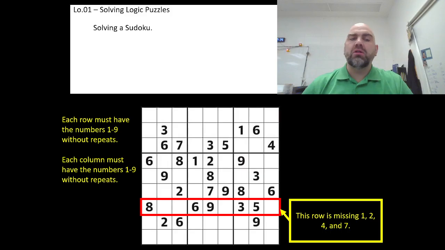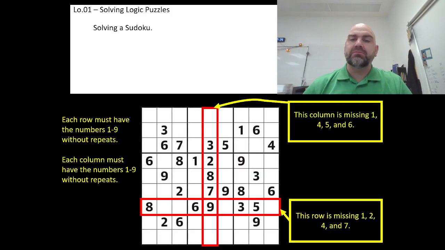Secondly, each column must have the numbers 1 through 9 without repeats. Kind of same thing, right? So if we look at this column, happens to be our middle one, it has the numbers 3, 2, 8, 7, and 9, which means it is missing 1, 4, 5, and 6. Okay, so again, we have to put those numbers in, but we can't have any repeats. So we also have to make sure that the rows and columns match up. So if we have a 5 in a row already, we can't put that in the column, even if there's not a 5 in that column. So it kind of blocks it out a little bit.